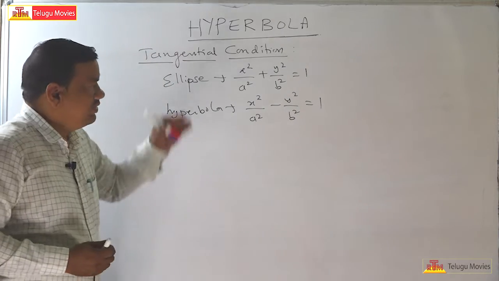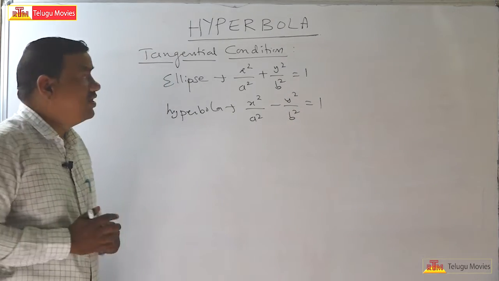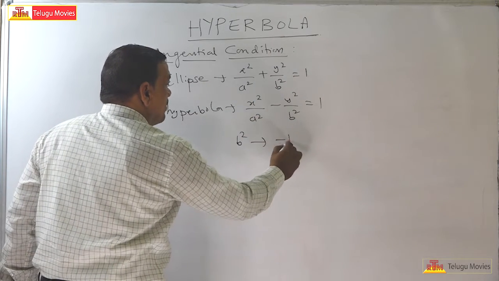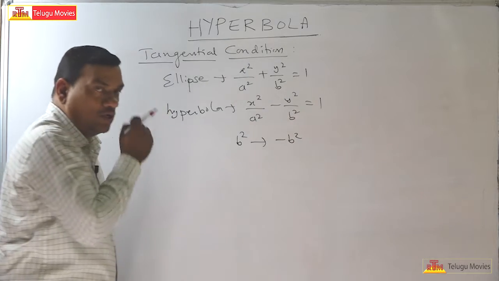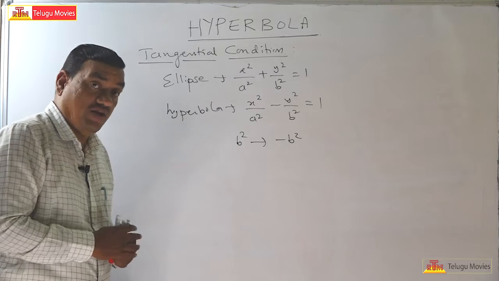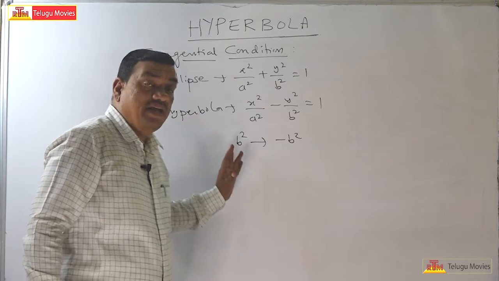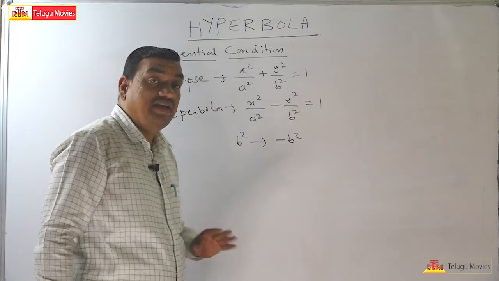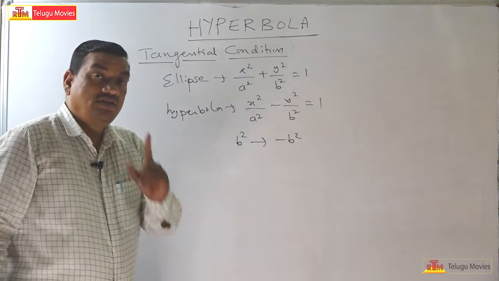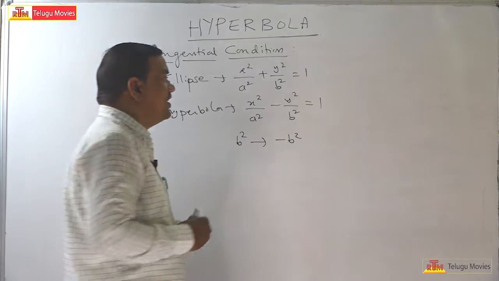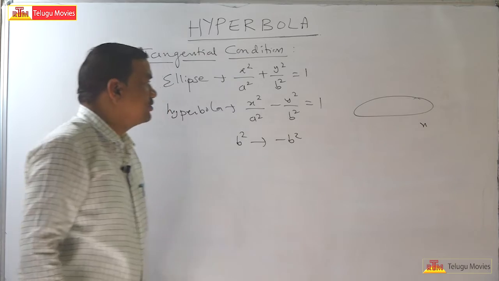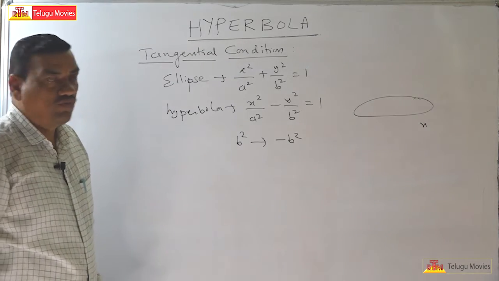What is the difference between these two equations? The only thing is, plus b square here, and minus b square here. So for the majority of the conditions or formulae, if you replace b square with minus b square, you will get the concepts of hyperbola. Just like now, if there is an ellipse, the equation of the ellipse is x square by a square plus y square by b square is equal to 1.